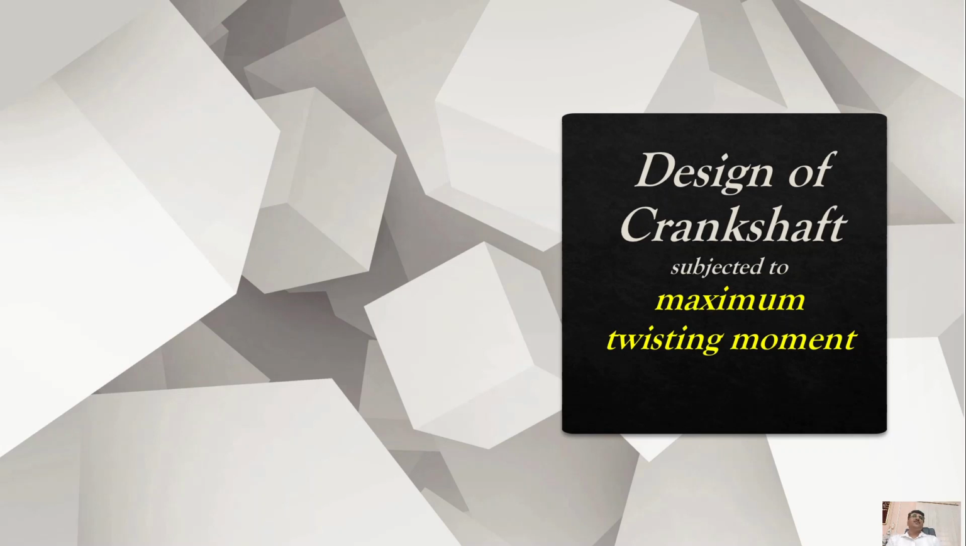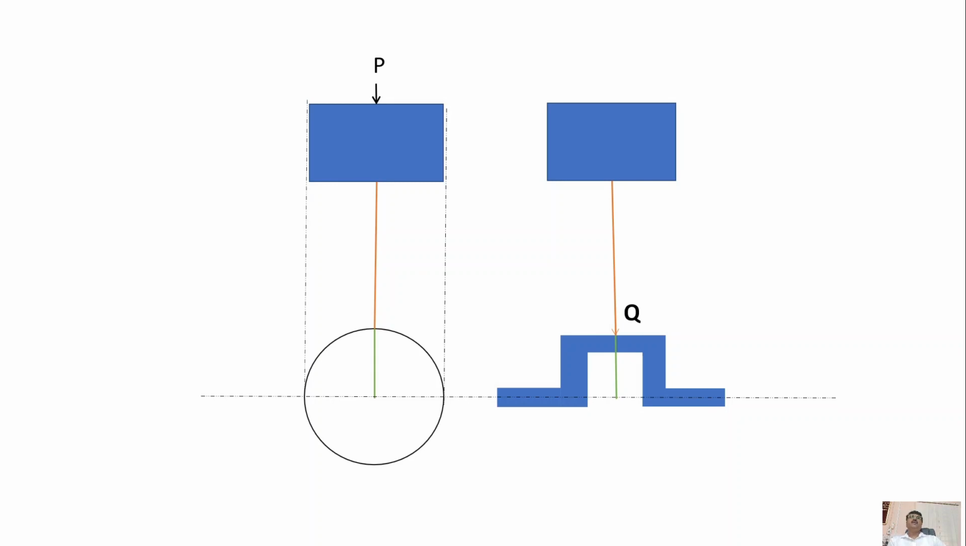Let's see the design of crankshaft subjected to maximum twisting moment. In the last video, we have seen the crankshaft which is subjected to maximum bending moment. So now here is maximum twisting moment. The maximum bending moment condition is the condition when the force acting on the piston is maximum.